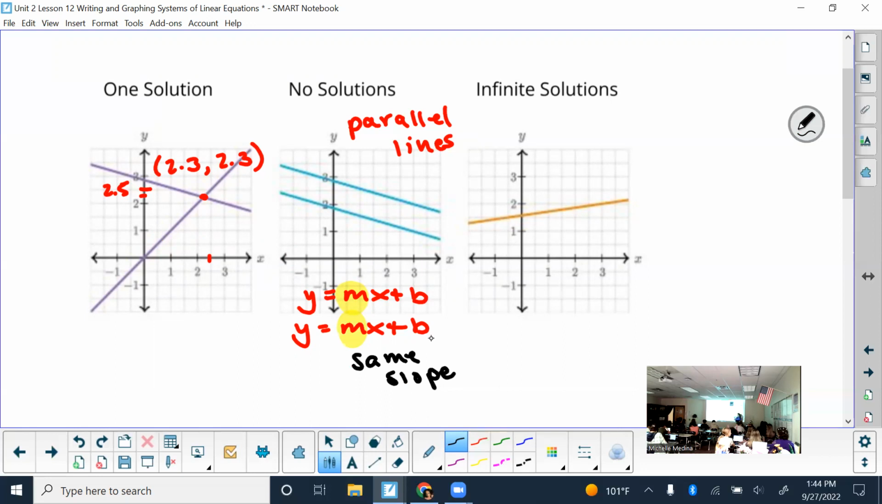What happens if they have the same slope and the same y-intercept? Well, yeah. If I have the same slope and same y-intercept, I have the same line, which is what it shows you in this last one.